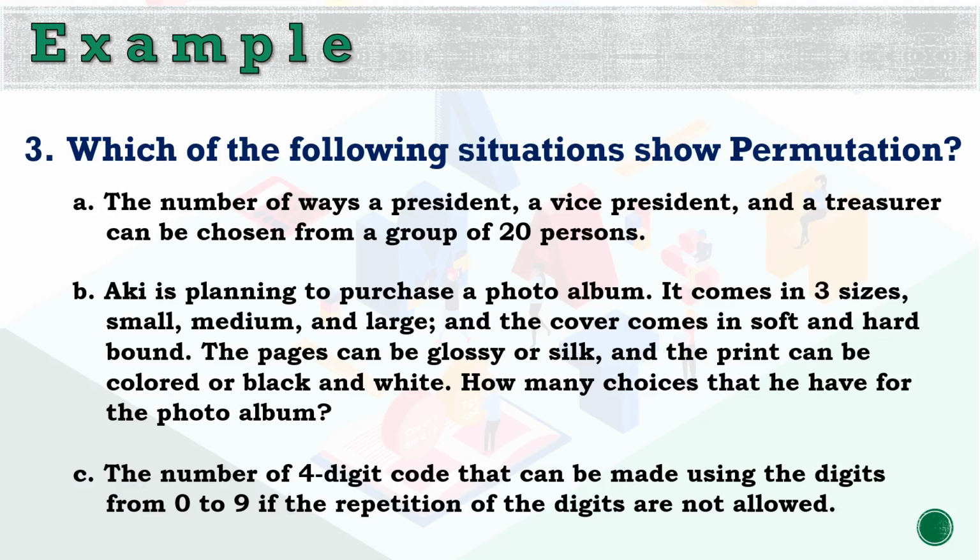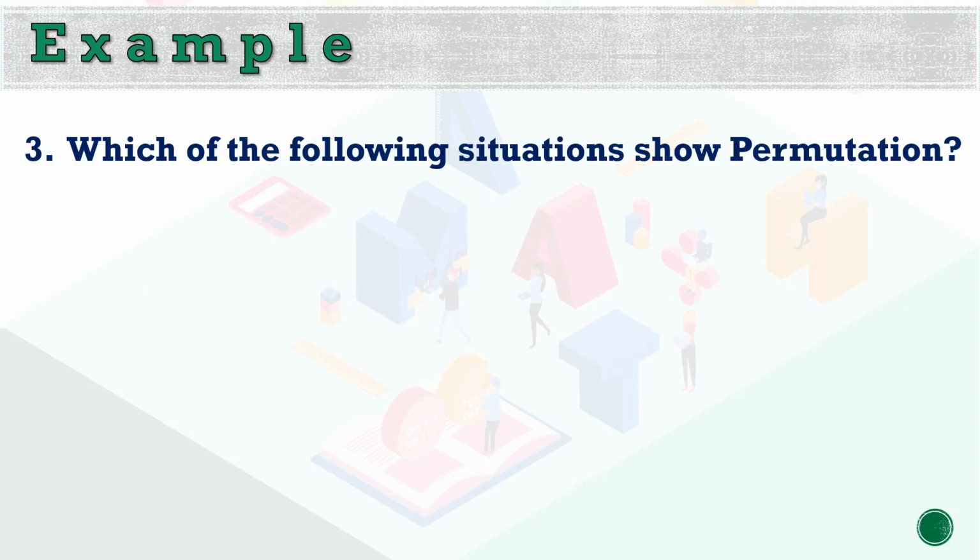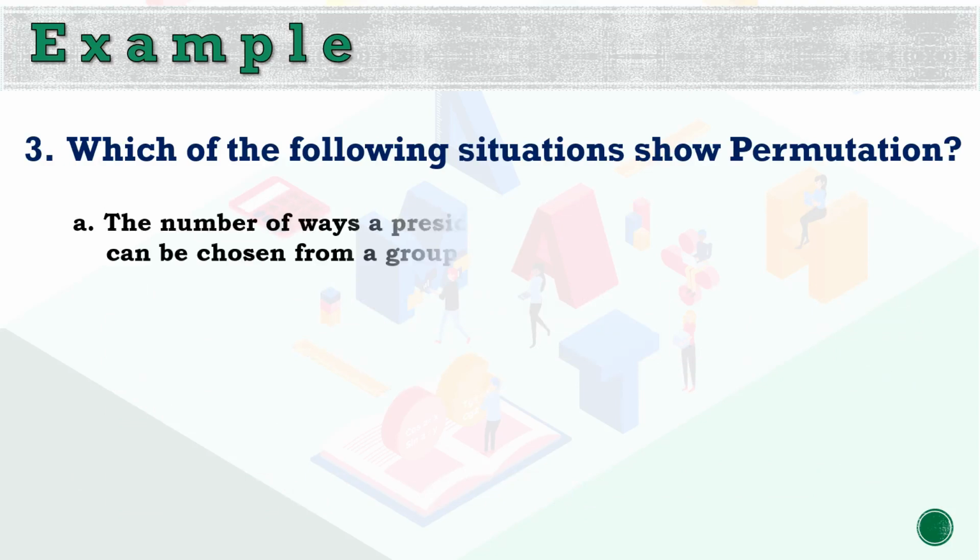The pages can be glossy or silk, and the print can be colored or black and white. How many choices does he have for the photo album? Letter C. The number of 4-digit codes that can be made using the digits from 0 to 9 if the repetition of the digits is not allowed. Let us start with letter A.